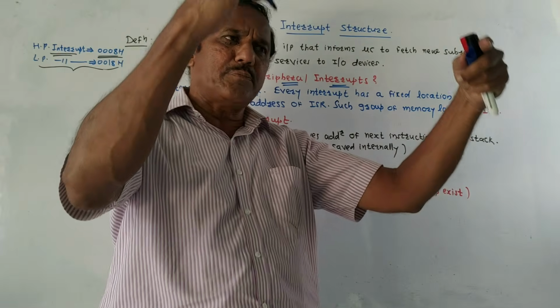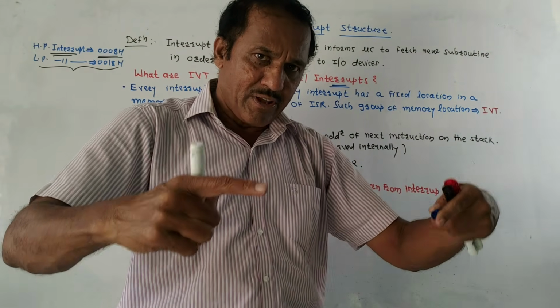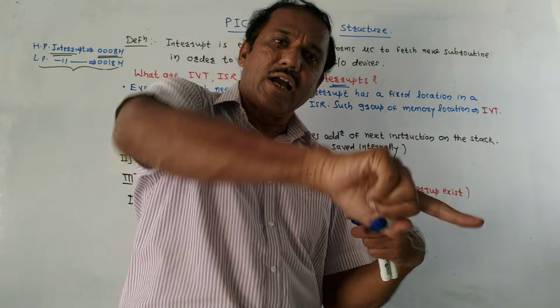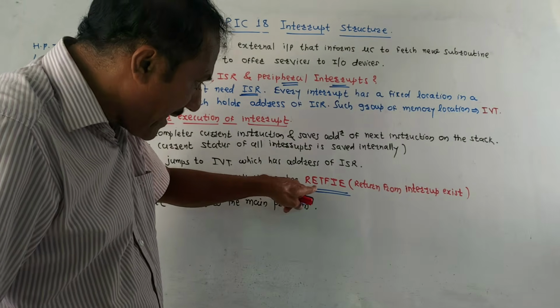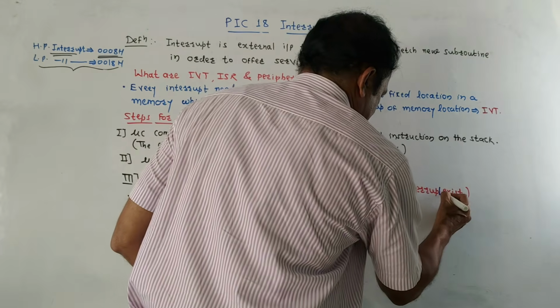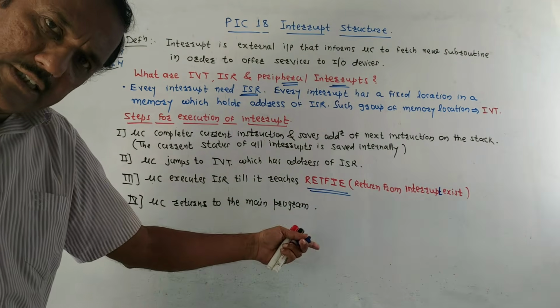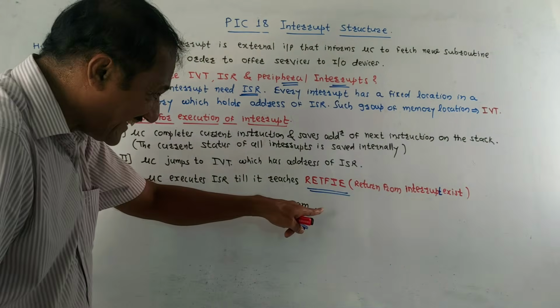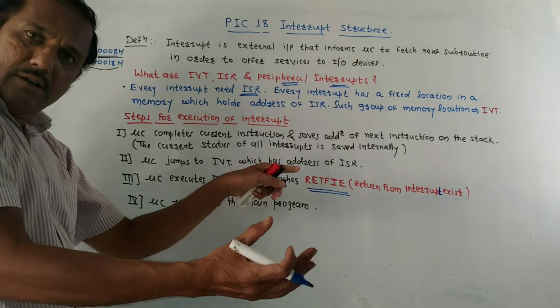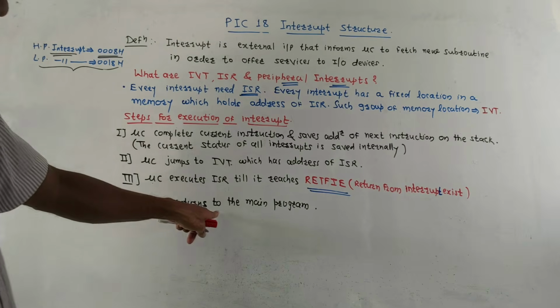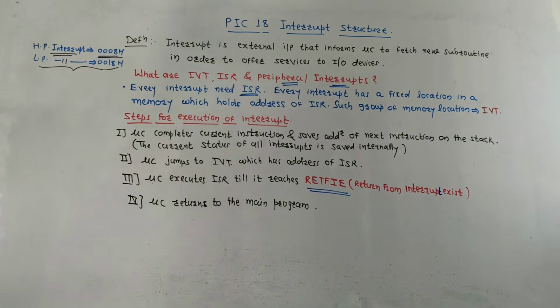मतलब हर एक interrupt service routine complete करने के बाद microcontroller should start executing the main program which it was doing earlier. तो ये इंस्ट्रक्शन जब भी आएगा, मतलब RETFIE, return from interrupt exit. So whenever this instruction occurs in the interrupt service routine, then in that case the microcontroller returns back to the main program. Fourth step is microcontroller returns to the main program. So these are the generalized steps for execution of an interrupt.